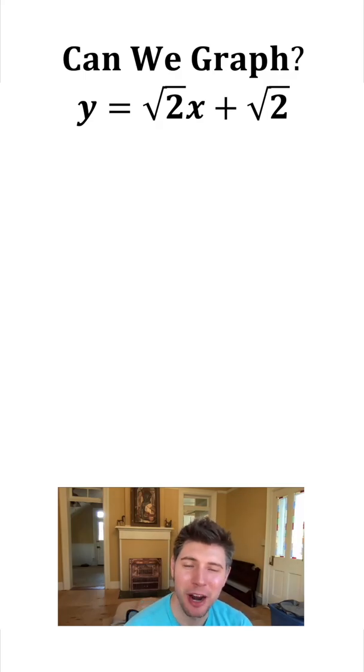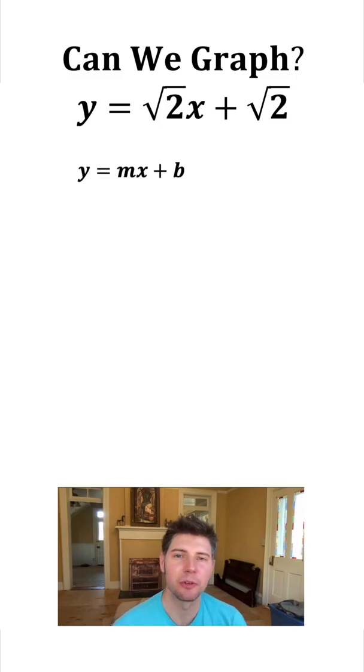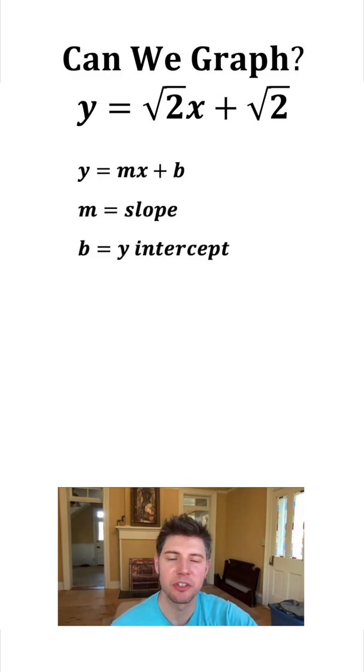Is it possible to graph y equals square root of 2x plus square root of 2? This is linear. It's written in the form y equals mx plus b, where m is equal to the slope and b is equal to the y-intercept. The slope is rise over run, or in other words, a over b.